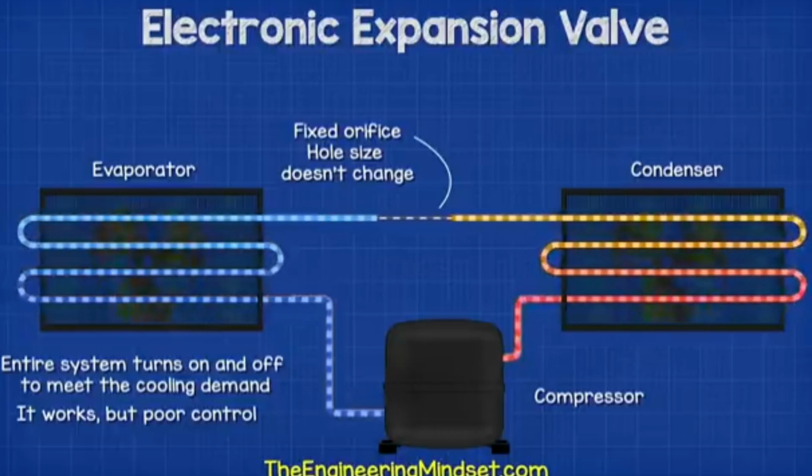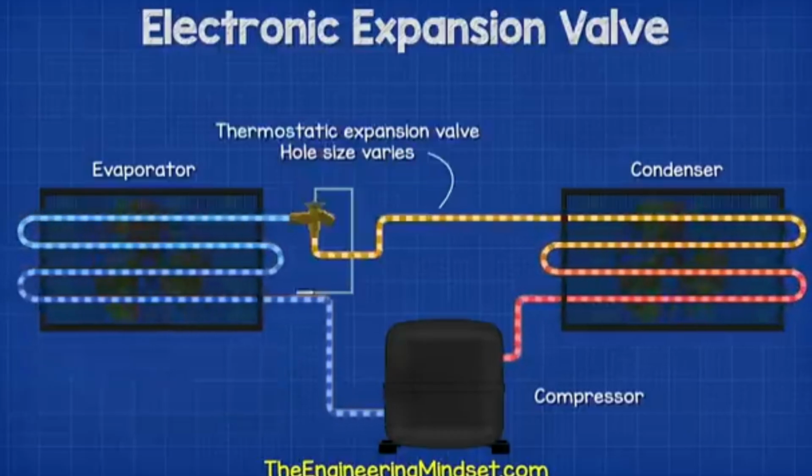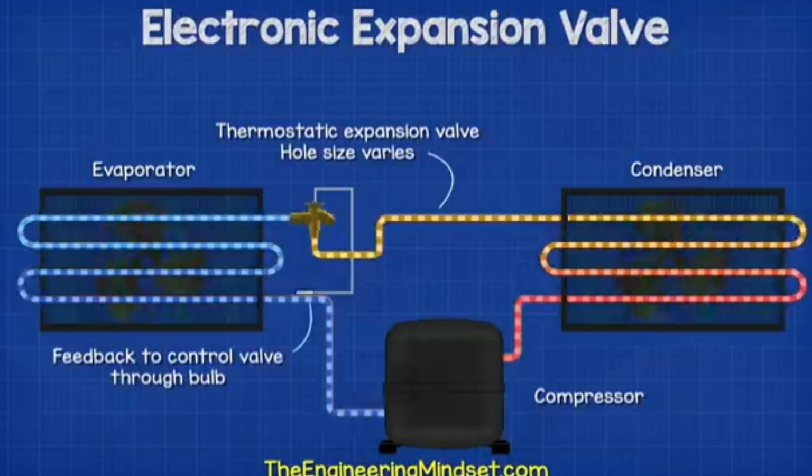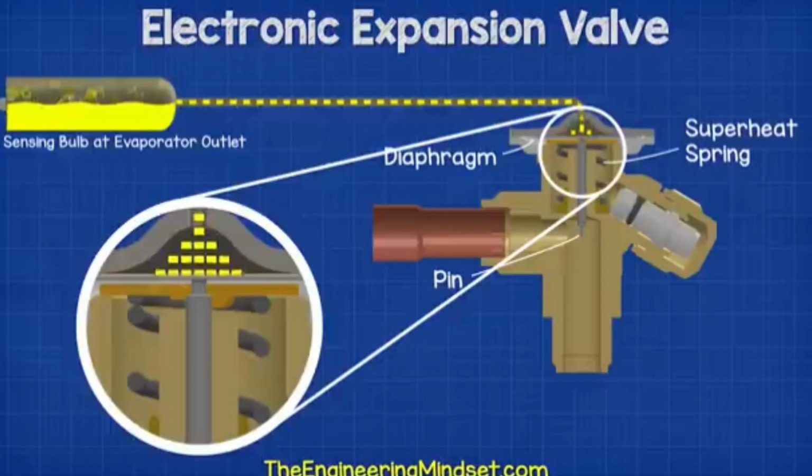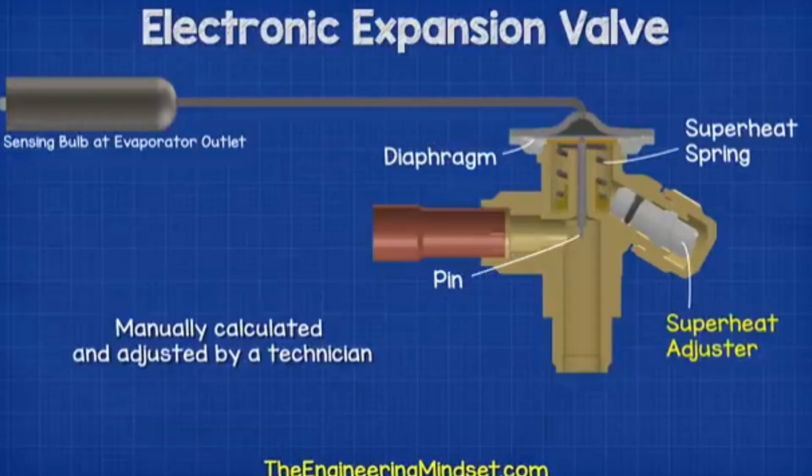turning on and off. The next evolution was the thermostatic expansion valve. This is still widely used today, and it senses the superheat at the outlet through a bulb which is filled with another refrigerant. This other refrigerant will expand to close the valve when the superheat is too high, and it condenses to open the valve when the superheat is too low. This type of valve needs to be manually calculated and adjusted by a technician.